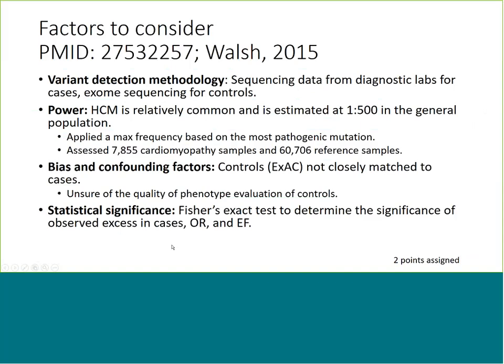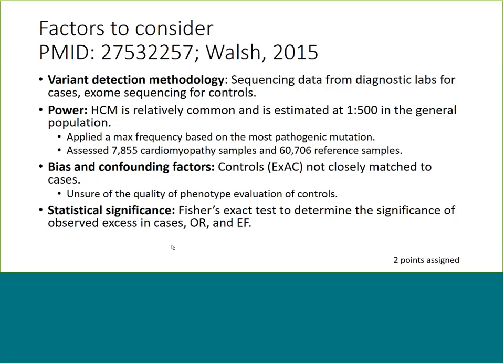Some of the things we looked at for this paper: for the variant detection methodology, they used sequencing data from diagnostic labs for the cases and exome sequencing for controls. So, robust variant detection methodology in both cases and controls. For the power, HCM is relatively common, estimated at about 1 in 500 in the general population. They looked at almost 8,000 cardiomyopathy samples, so this was a pretty well-powered study.